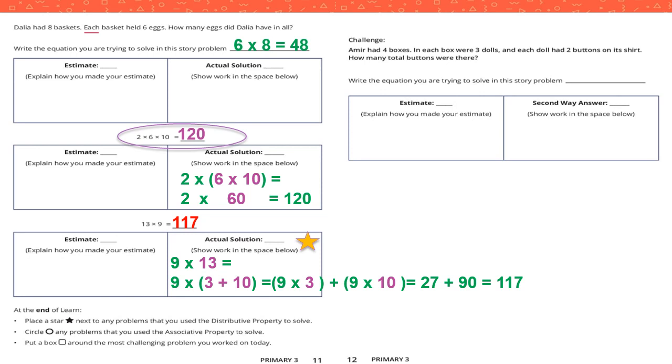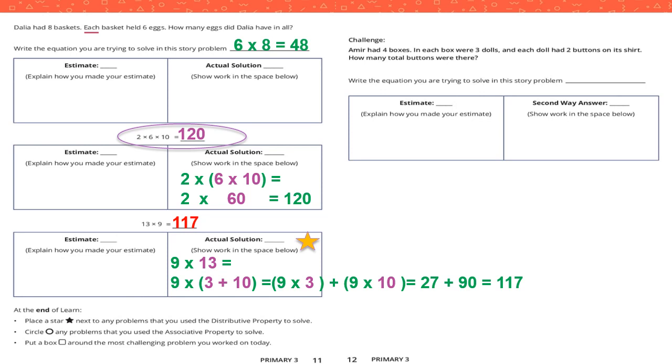The challenging part. Amir had 4 boxes. In each box were 3 dolls. So he had 4 boxes. Inside each box there were 3 dolls, and each doll had 2 buttons on its shirt. So we have 4 boxes, inside each box 3 dolls, and inside each doll 2 buttons.